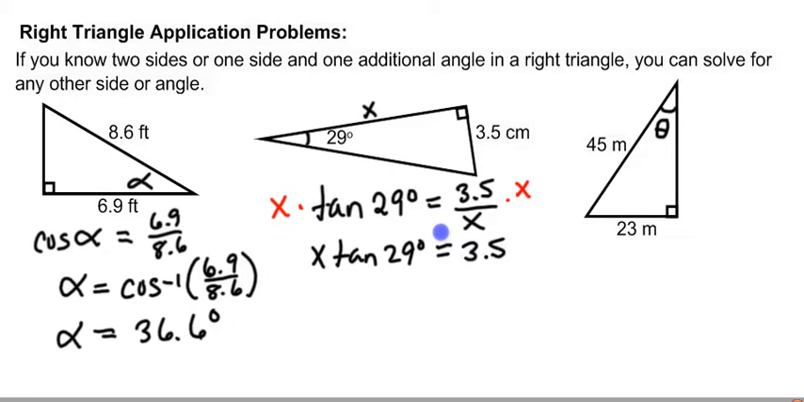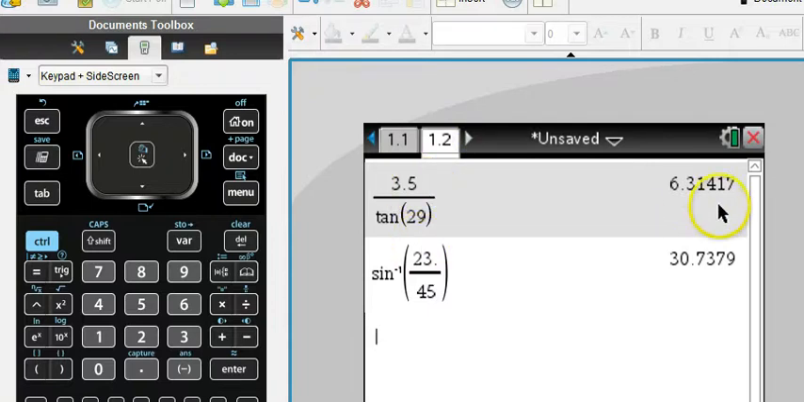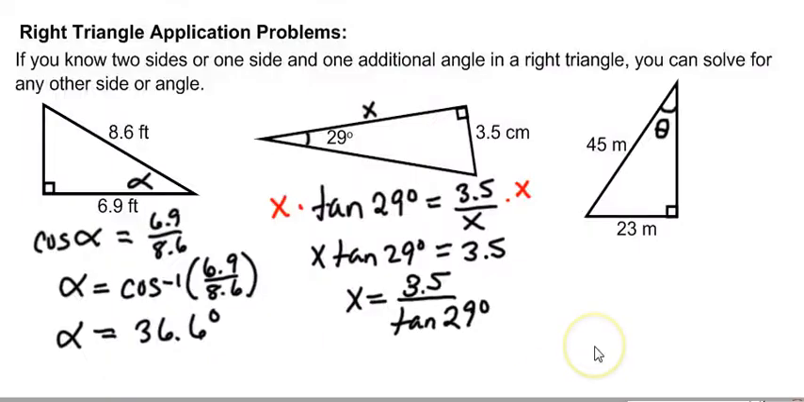Then I can divide both sides by tangent of 29, and I have x equals 3.5 divided by tangent of 29. And we can check on the calculator. I've already got this one done too. So 3.5 divided by tangent of 29 is 6.3. And this is centimeters. So x is equal to 6.3 centimeters.